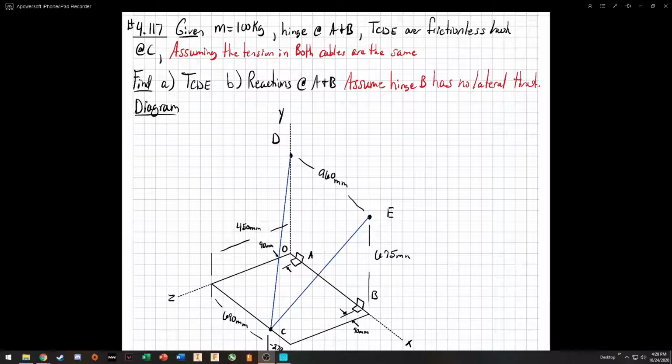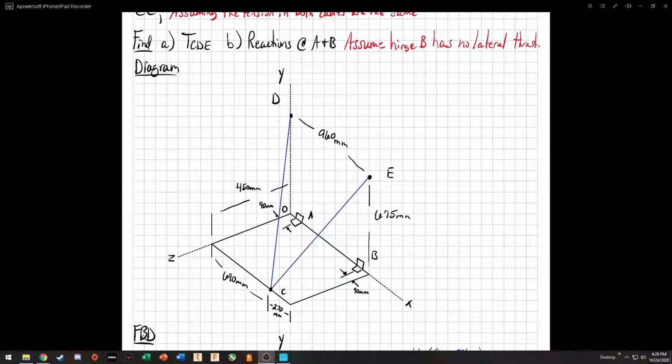So, going right along with it, homework 4.117 tells us that we have a 100 kilogram uniform rectangular plate supported in the position shown by the hinges A and B and by a cable DCE that passes over a frictionless hook at C. Assuming that the tension is the same in both parts of the cable, determine A, the tension in the cable, and B, the reactions at A and B. We also assume that the hinge at B does not exert any axial thrust. This is the diagram that is given in the book. I just redrew it so we can see it, in case you don't have the problem in front of you.